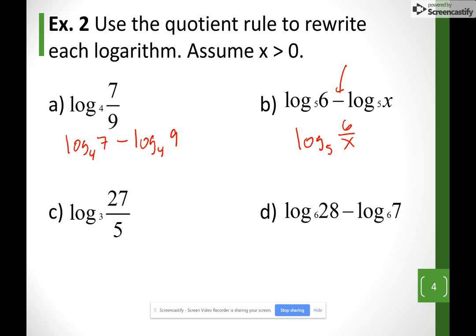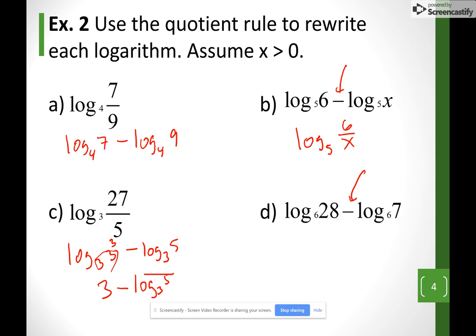Example C, it's a division, so I'm going to expand it. Log base 3 of 27 minus log base 3 of 5. Now 27, I can easily rewrite that as 3 to the third. Notice how my bases repeat. I'm just going to get the exponent. So 3 minus log base 3 of 5.